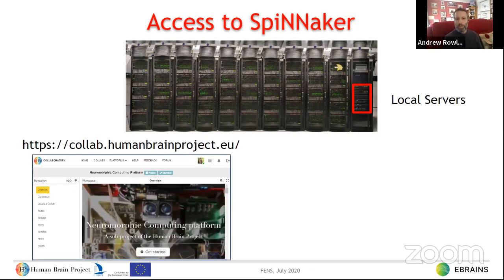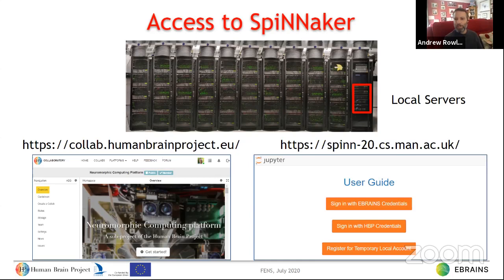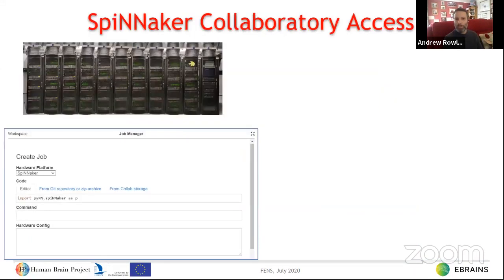One of those is the Human Brain Project Collaboratory, soon to be the EBRAINS Collaboratory as well. There'll be a slightly different way, but it will look quite similar. And another way that we've been introducing recently is via Jupyter notebooks. So I'll look at these a little bit in detail.